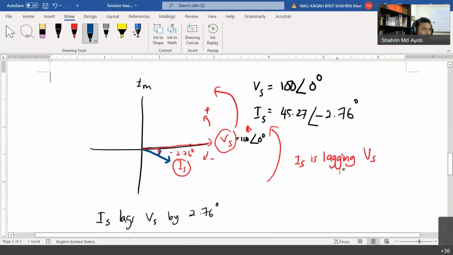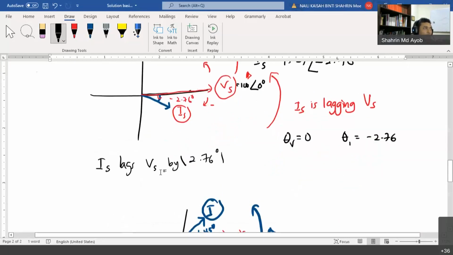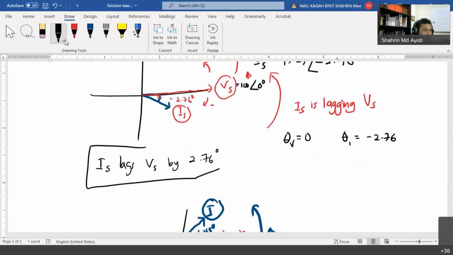For this question, how many degrees Is is lagging refers to the difference between the voltage angle and the current angle. Right now the voltage angle is 0 and the current angle is negative 2.76. You put only the magnitude; do not put the negative sign. So I can say that Is lags Vs by 2.76 degrees only. If you put the information like this, the engineer knows that Is will be behind Vs.